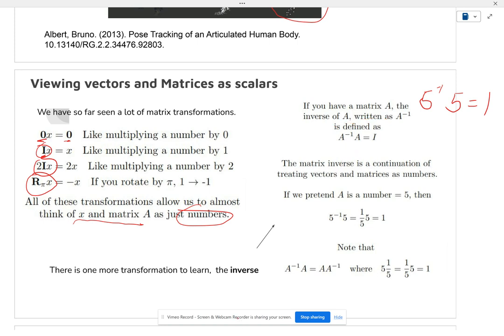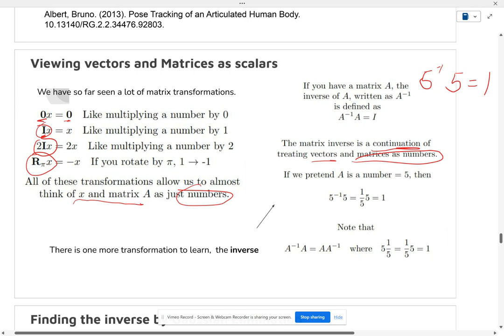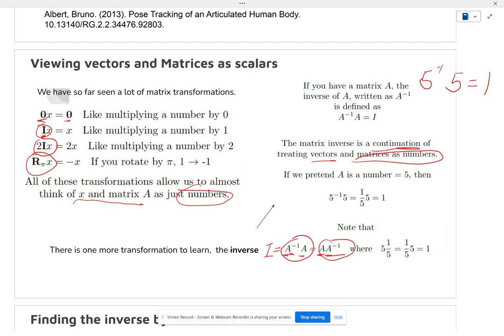Now, the matrix inverse is a continuation of treating vectors and matrices almost like numbers. So we can see that A inverse times A should equal the identity, and so should A times A inverse, because both of them, being inverses of each other, should produce a 1. Just like this here should produce a 1.